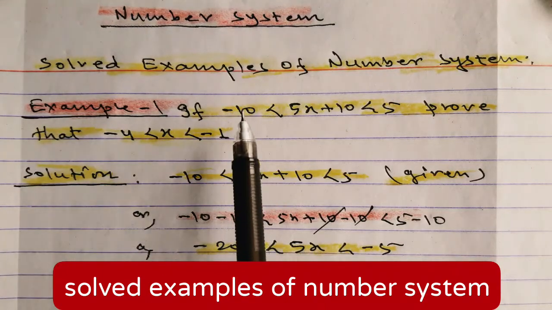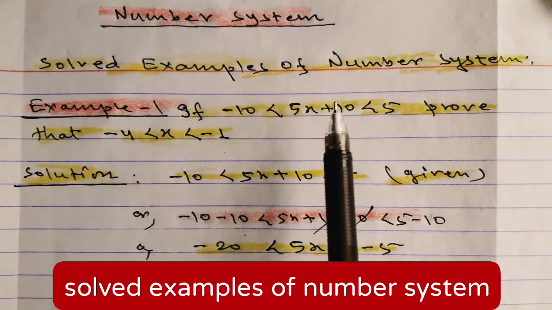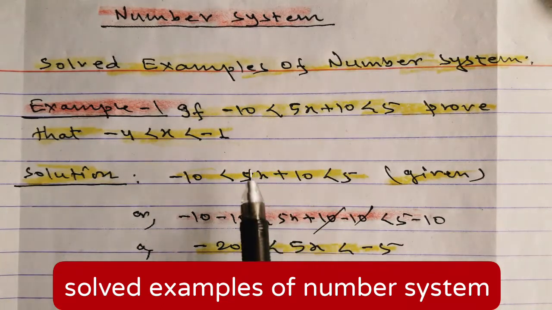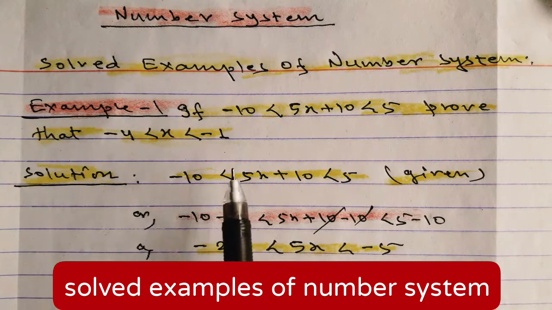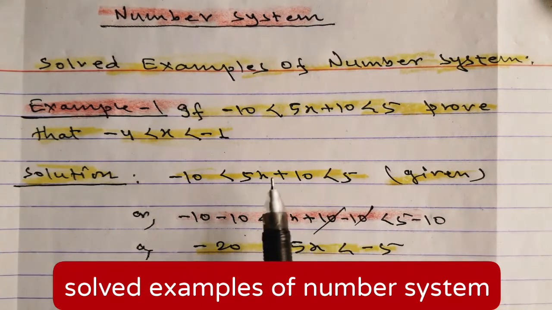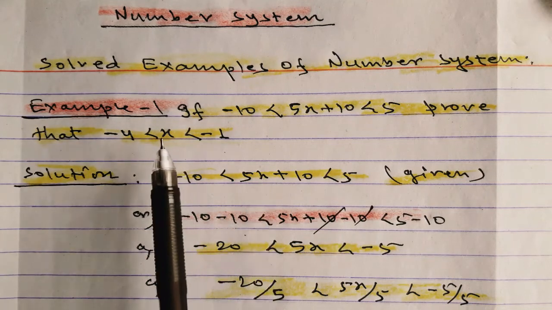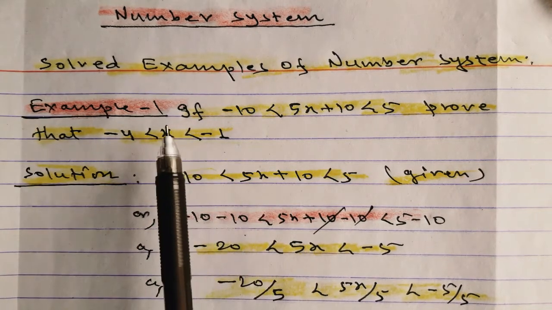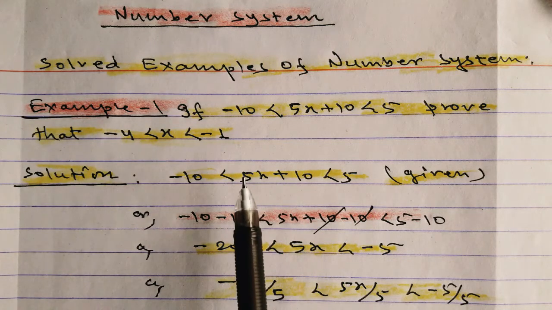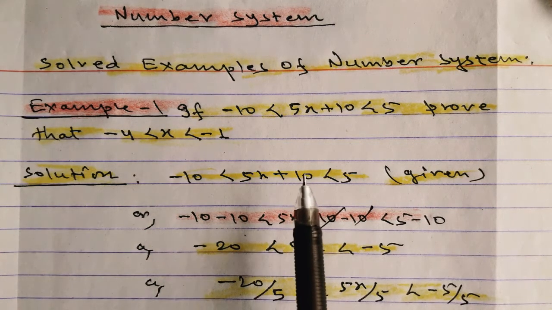Solution. We are given −10 < 5x + 10 < 5. So two inequalities are given in the combined form. Now, in order to solve the given inequality, we have to find the value of x. That means to find the value of x, we'll eliminate the 5 and also eliminate the +10.